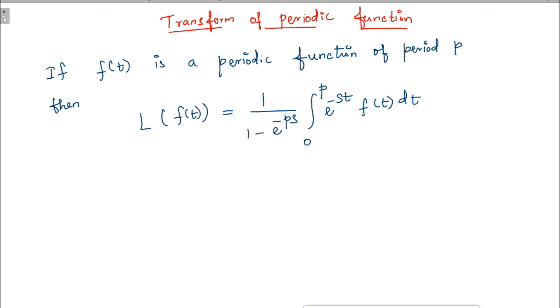When that kind of function comes, you have to use this formula: L of f of t equals 1 by 1 minus e power minus ps, integral over 0 to p of e power minus st f of t dt. This is the formula we are going to use to find the Laplace transform of a periodic function. So there is no need to use the basic definition of a Laplace transform.